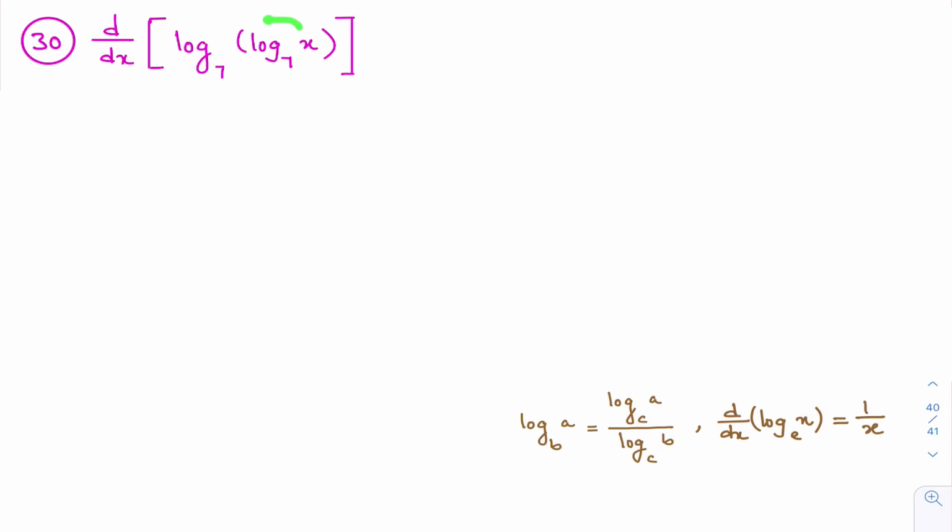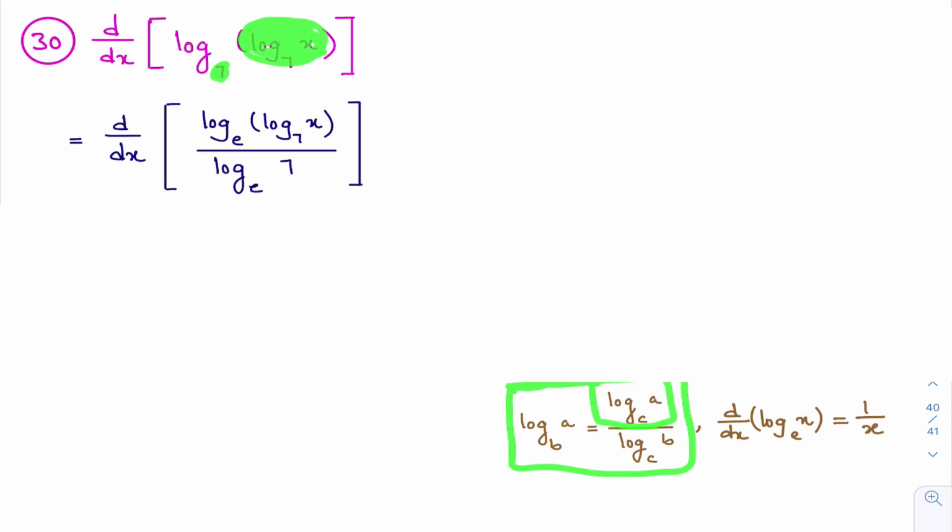You observe here, this is like log a base b. As per this formula, log a base b can be written as log a base e divided by log b base e.